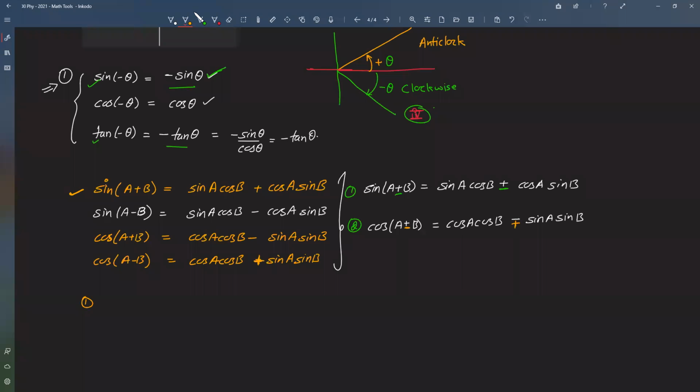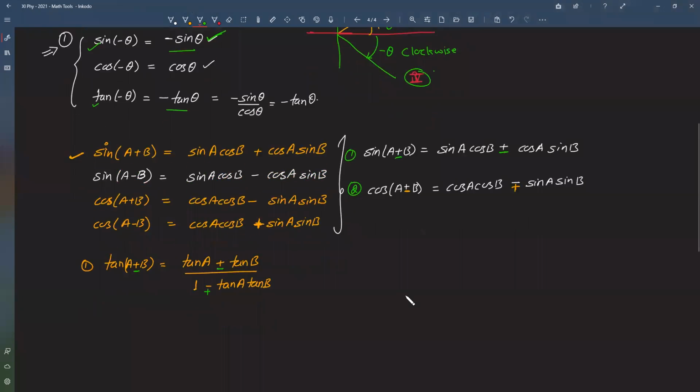One more important formula is there, but generally you won't find use of that in physics, but still it is good to revise. That is, what is tan A plus B? So tan A plus B is tan A plus tan B divided by 1 minus tan A tan B. And if it is tan A minus B, then it is tan A minus tan B, and in the denominator it is 1 plus tan A tan B. So those are the tan A plus B formulas.